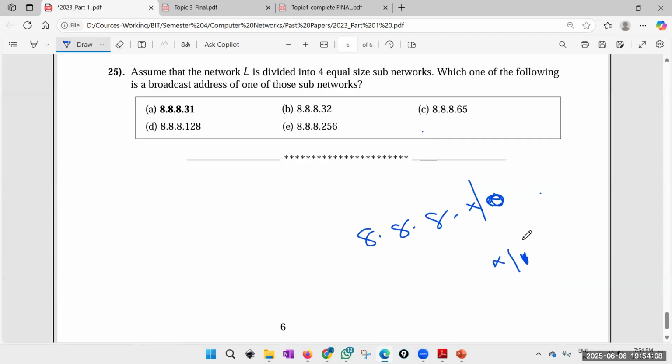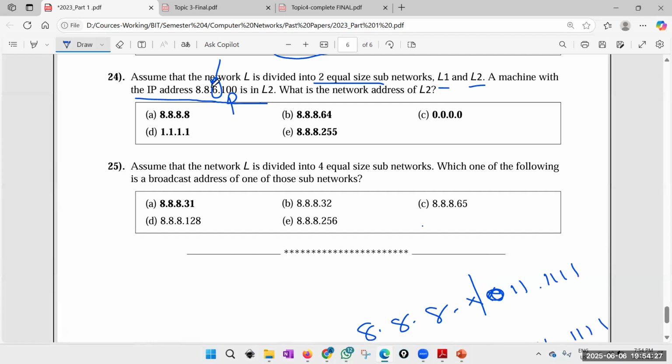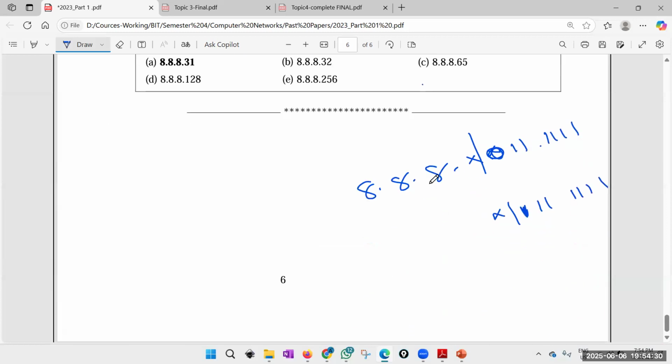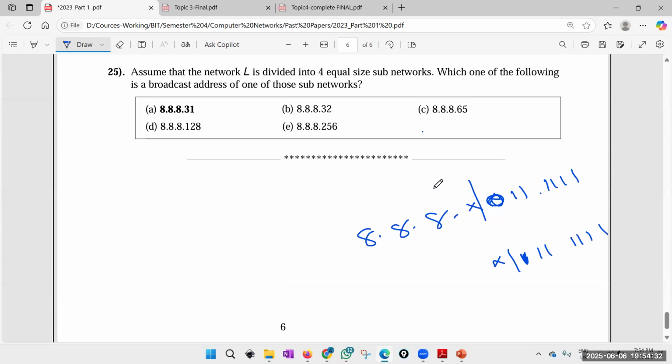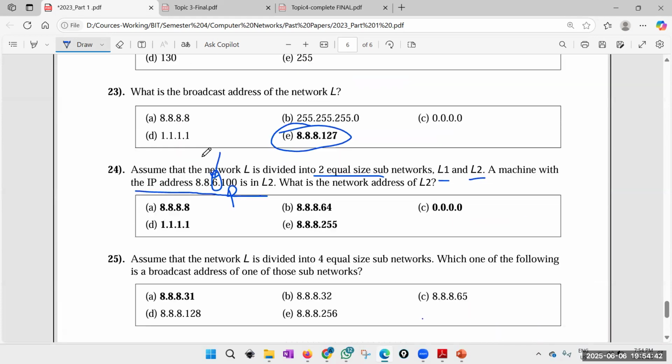Now here, I'm looking at the biggest value, that is 0 and all ones. 1, 2, 3, 4. 1, 2, 3, 4. Here the biggest value is all 1. Then I can get an idea whether this machine belongs to the first network or the second network. Now what is this IP address? This is 0, because it says this is 8.